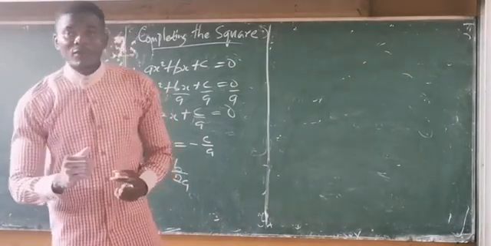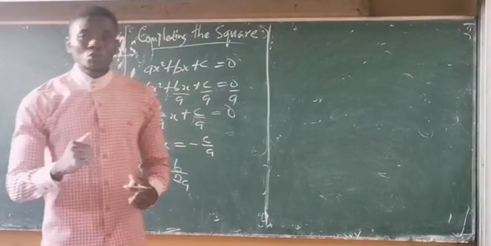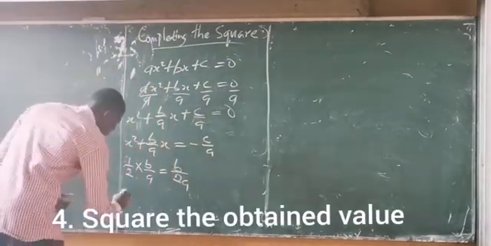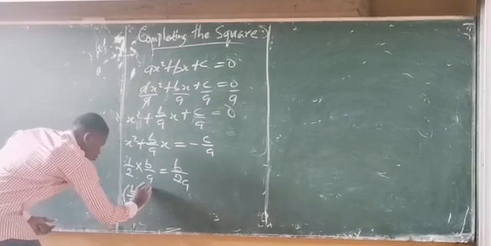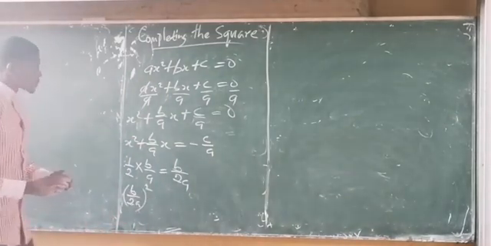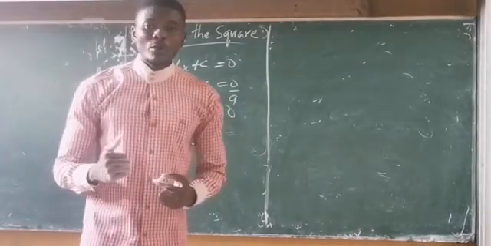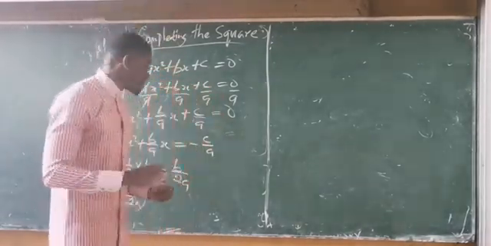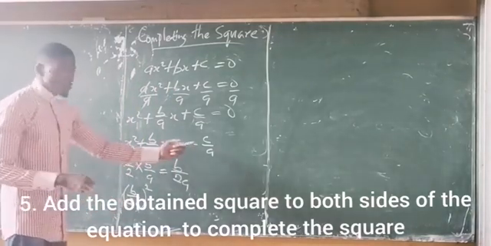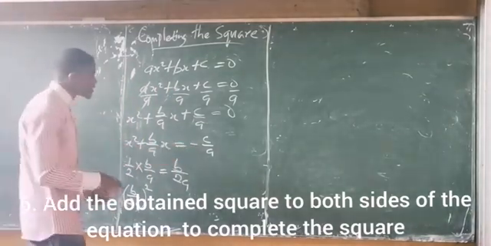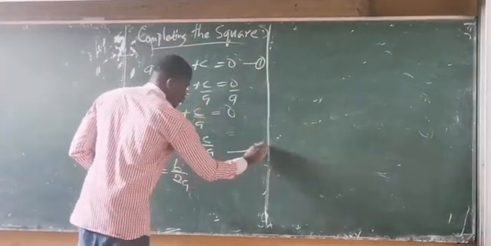So first, find half of the coefficient of x. After that, you square it. So you have b over 2a all squared. Now, once you obtain this square, you complete the square by adding this square to both sides of the equation above. So let's say this is equation 1, and let's say down here we have equation 2.